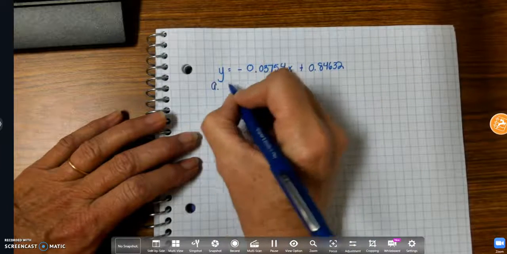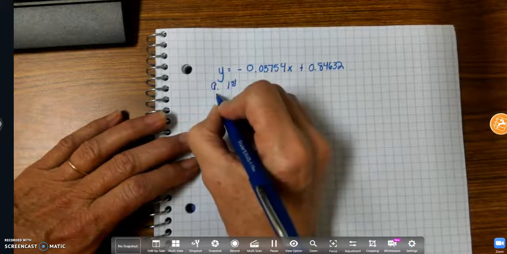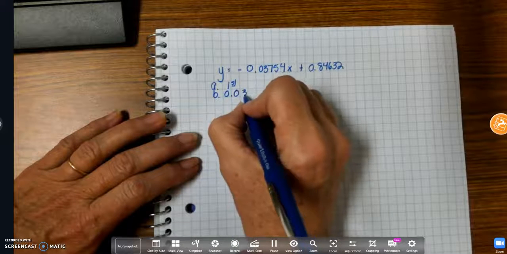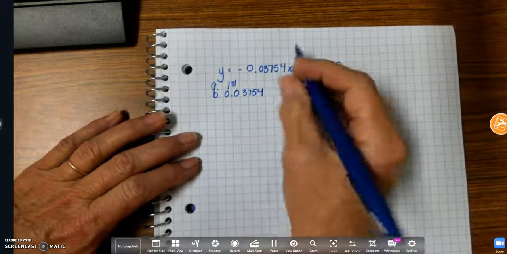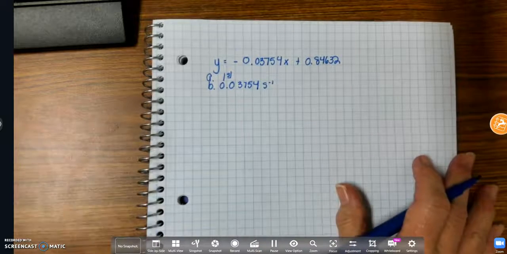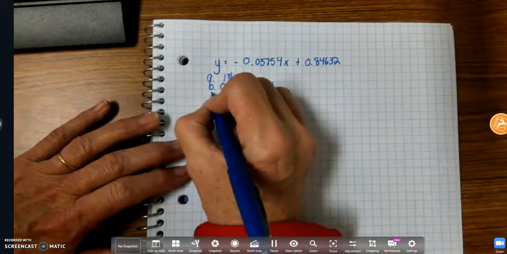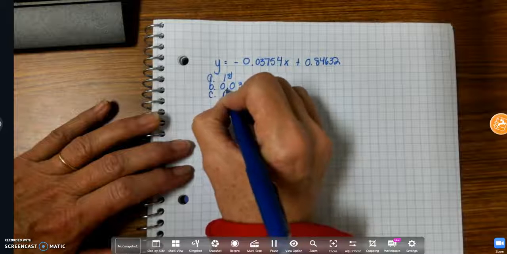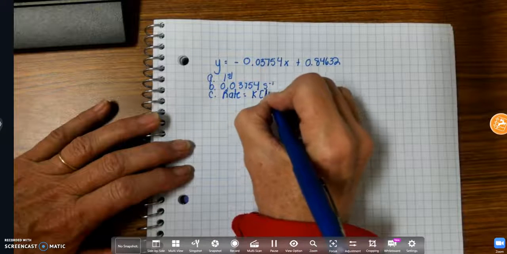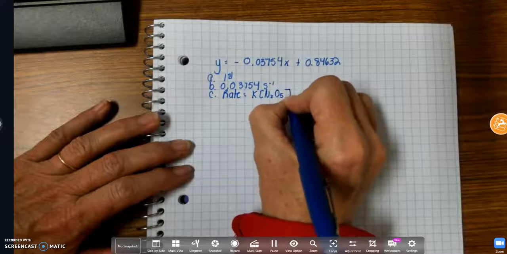I know that this is a first order. I know that my K is 0.03754 seconds to the minus 1 because it is the slope of the line. My rate law is rate is equal to K times N2O5.